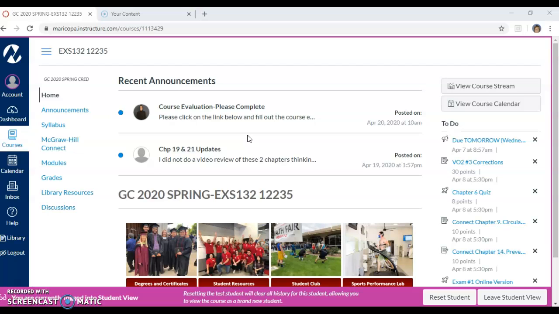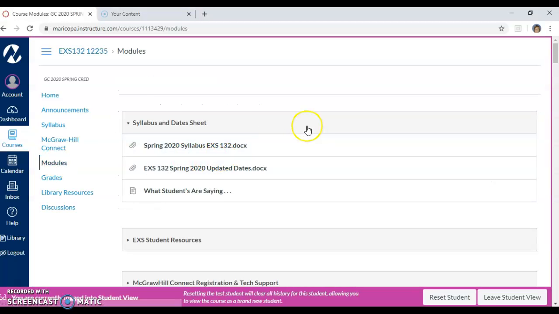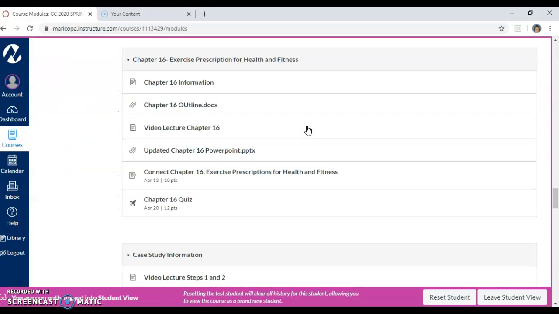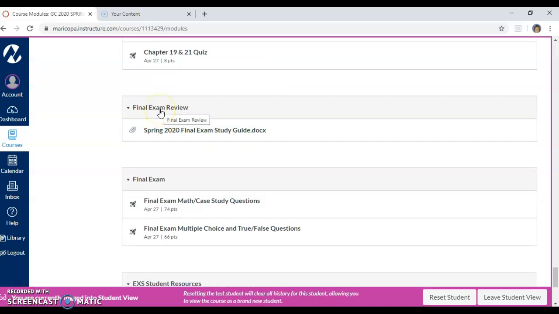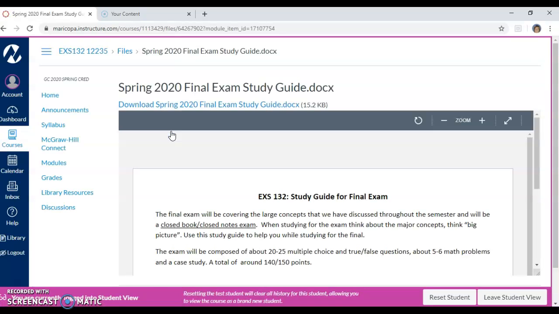And then you will also be studying and working on completing your final exam. So just a couple of updates on that. If you go to the module section, you will see as you scroll down to the bottom that we have a final exam review module. And this will go over some of the key concepts and key areas that you want to focus on while studying for that final exam.